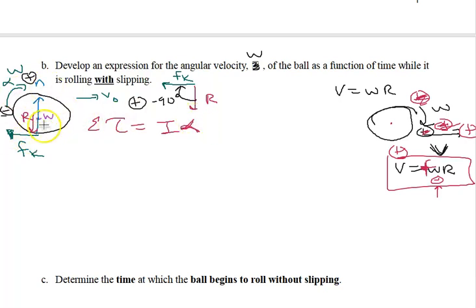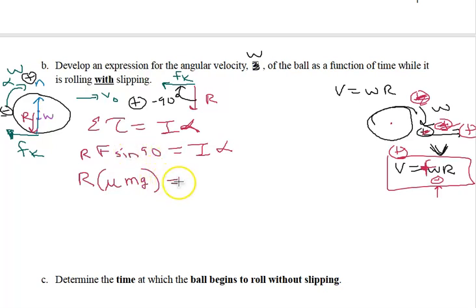even though technically this friction is causing a pure definition negative torque, we're going to define clockwise as positive so that I am going to just say R F sine of positive 90 equals I alpha. Okay, and R is easy. It's just the radius because the friction acts at the edge. F is friction, which is mu times the normal. We already proved that was mu mg up above. I'm defining this torque as positive.